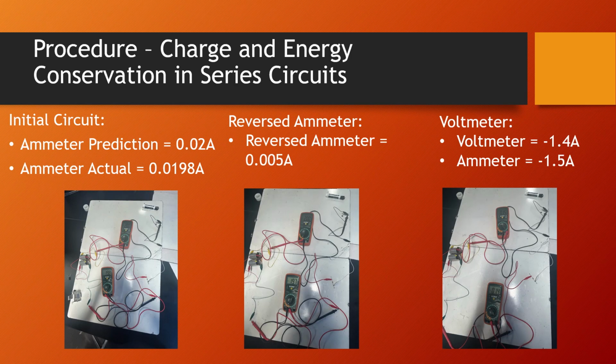Charge and energy conservation in series circuits. The ammeter prediction was 0.02 amps. The actual measurement was 0.0198 amps, so very close. Then we reversed one of the ammeters, and it read 0.005 amps, so a little bit smaller. Then we replaced one of the ammeters with a voltmeter, and the voltmeter read negative 1.4 amps, and the ammeter read negative 1.5 amps, so it dropped drastically.